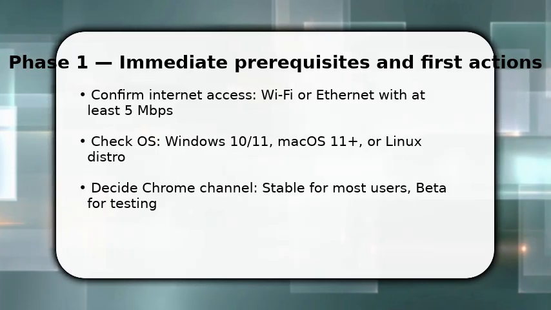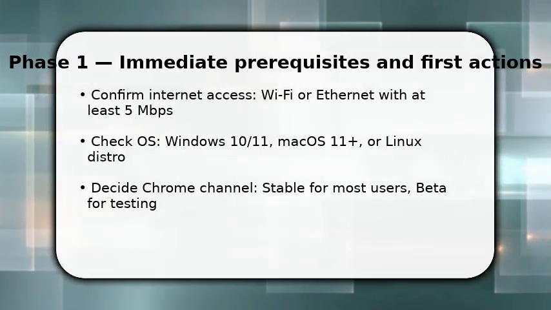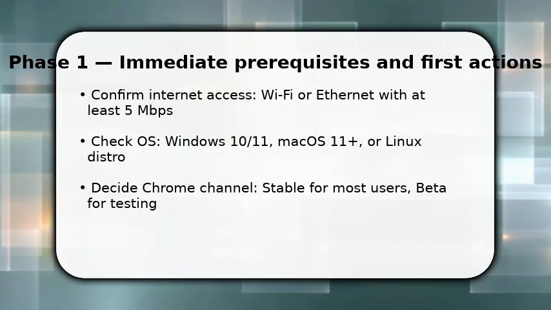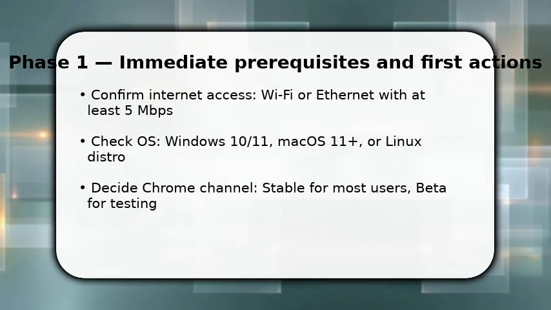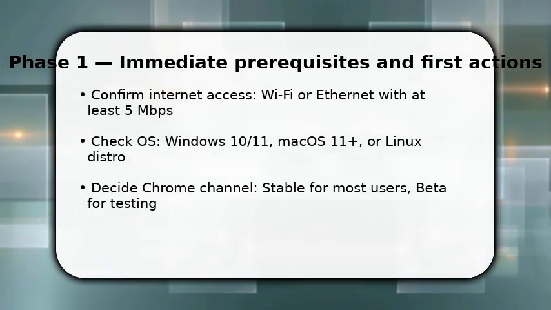Once you click download, the file will land in your downloads folder. Make note of the file name so you can run it. This step gets the installer ready and explains why channel choice matters, stability versus early features.